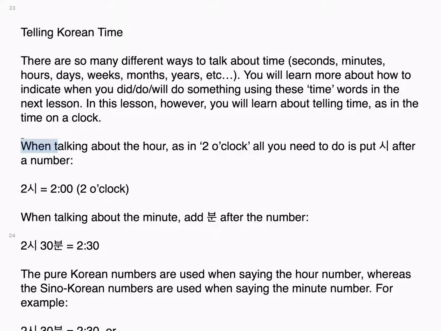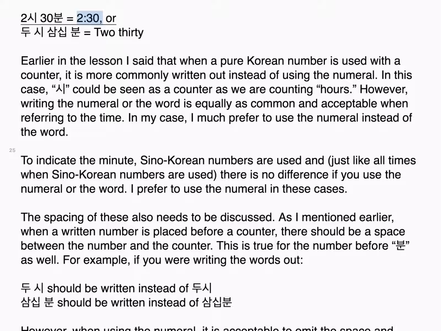When talking about the hour, as in 2 o'clock, all you need to do is put 시 after a number, 2시. When talking about the minute, add 분 after the number, 2시 30분. The pure Korean numbers are used when saying the hour number, whereas the Sino-Korean numbers are used when saying the minute number. For example, 2시 30분.